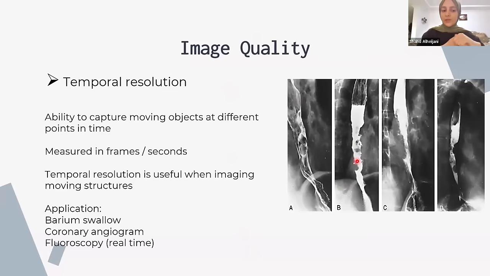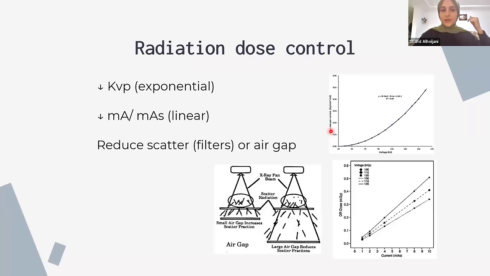So you need it for a barium swallow, also in coronary angiogram. For example, in angiograms, you're visualizing the vessels at the heart. So again, you need a good temporal resolution because you're measuring moving objects. So it's either in barium swallow, in fluoroscopy, or coronary angiogram. So here we talked about spatial resolution, contrast resolution, and temporal resolution. And that's it for image quality.